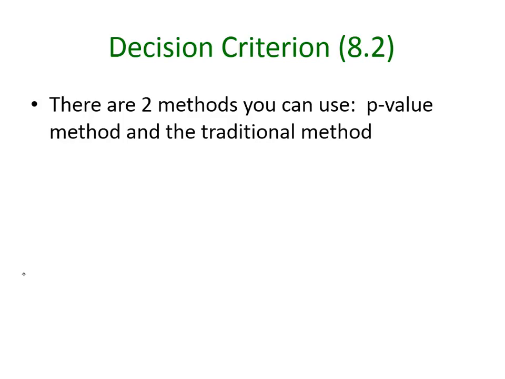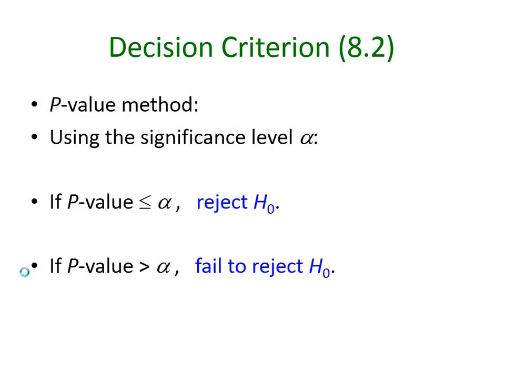The traditional method is another method that we could use. I guess right now let's go and look at the p-value method a little bit more. P-value method, using the significance level of alpha. If our p-value is less than or equal to alpha, we reject the null hypothesis. If my p-value is greater than alpha, then you fail to reject your null hypothesis. If your p is low, the null must go. Reject the null hypothesis. If the p is high, the null will fly.